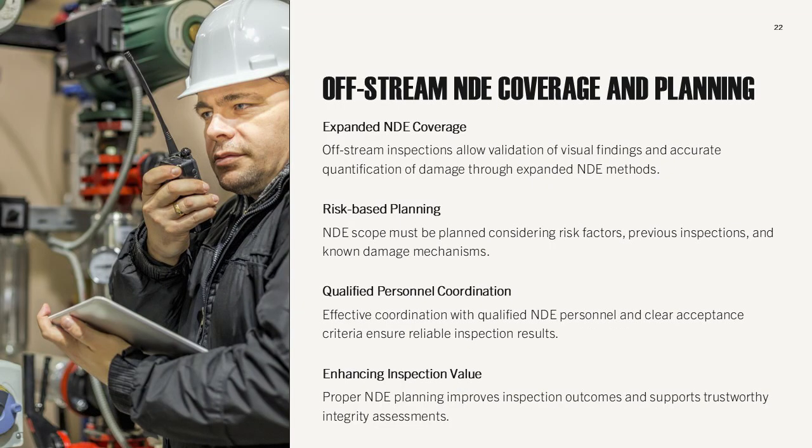Off-stream inspections provide the opportunity for expanded NDE coverage to validate visual findings and quantify damage. Inspectors must plan NDE scope based on risk, prior inspection history, and known damage mechanisms. Coordination with qualified NDE personnel and clear acceptance criteria are critical. Effective NDE planning enhances inspection value and supports reliable integrity assessments.